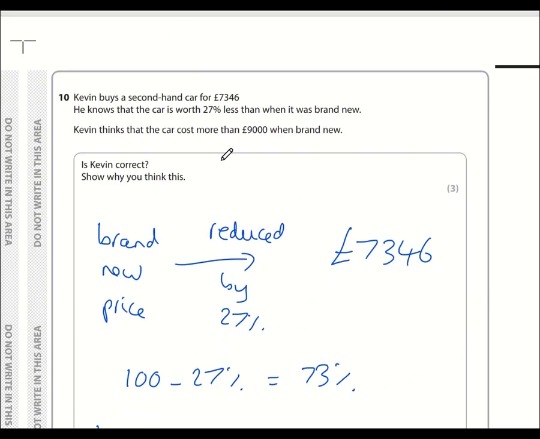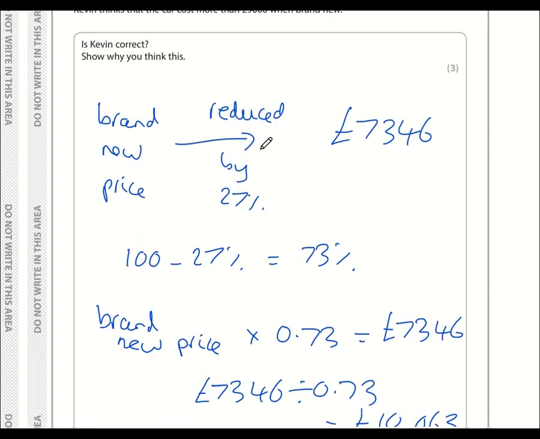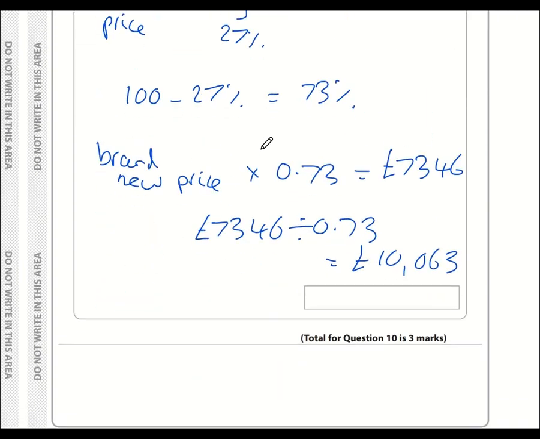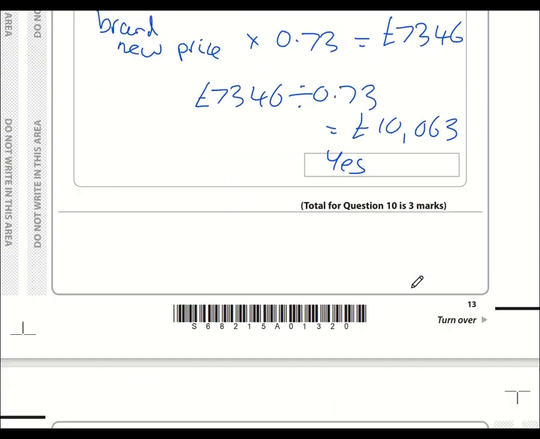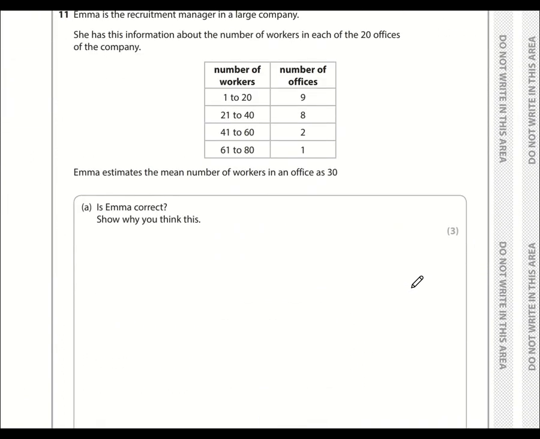Kevin thinks that the car cost more than £9,000 when brand new. Is he correct? Well, yes, he is correct because we can see that it must have been £10,063. Moving on to question number 11.